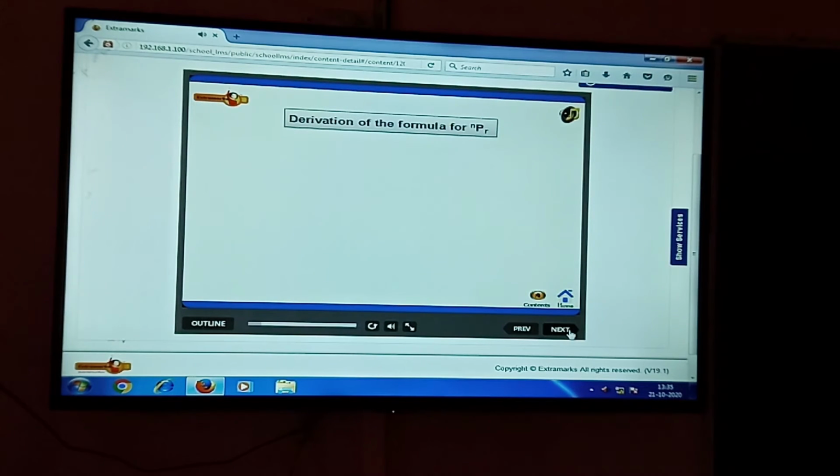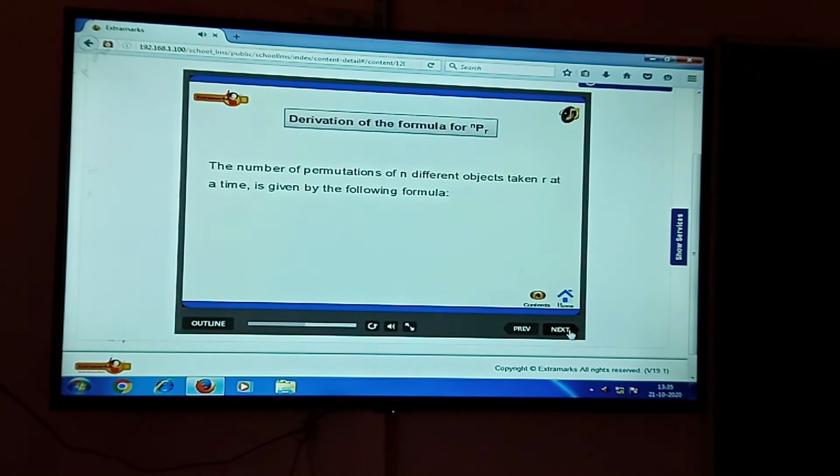Let us derive the formula for nPr. The number of permutations of n different objects taken r at a time is given as nPr is equal to factorial n upon factorial (n minus r), where r is greater than or equal to 0 but less than or equal to n.